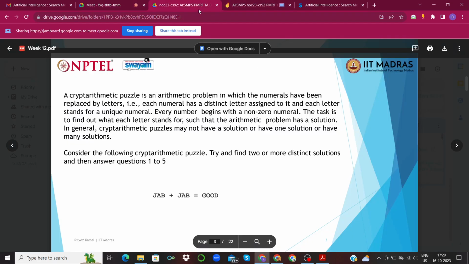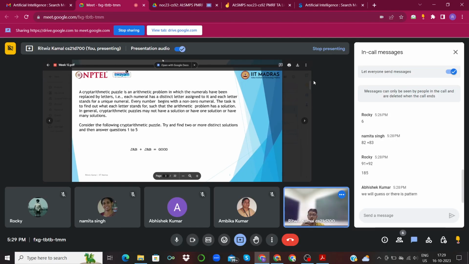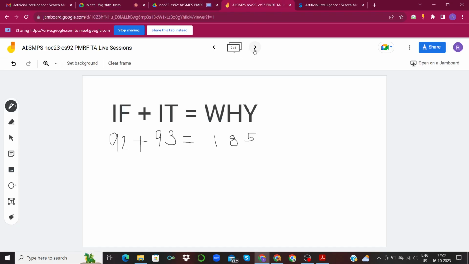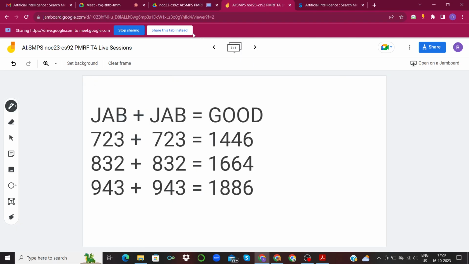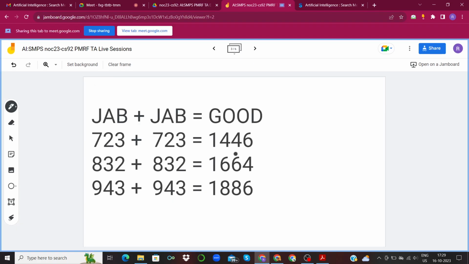So coming back to our JAB plus JAB equals GOOD. Do you think there could be multiple solutions? 943 plus 943. Yeah, that's a good solution. That's actually a correct solution as well. So let's look at what could be the possible solutions. As some of you pointed out, 943 plus 943 is in fact one of the solutions.